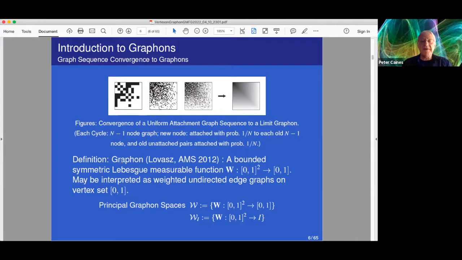So the base object, named a graphon, is a limiting object, which is simply a bounded symmetric Lebesgue measurable function mapping the unit square into the unit interval. And it may be interpreted as a weighted undirected edge graph on the vertex set. So you can regard it indeed as a limiting adjacency matrix. So the principal graphon spaces will be the mappings into [0,1], but then you may want to have negative weights, in which case you'll map into, for instance, the interval [-1,+1].